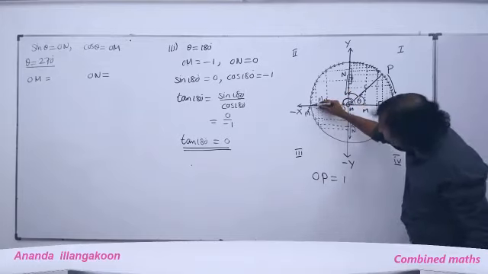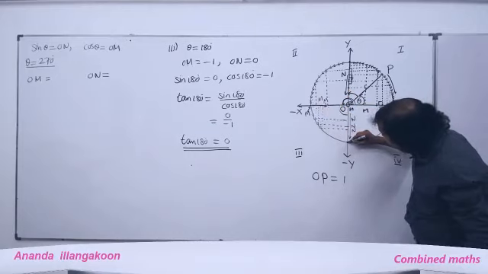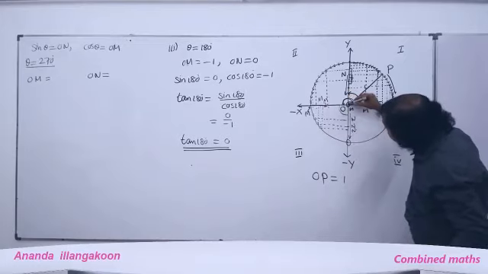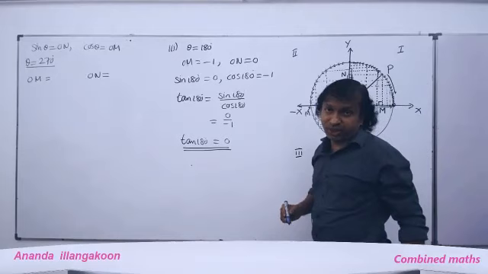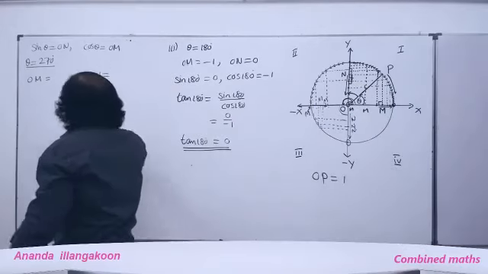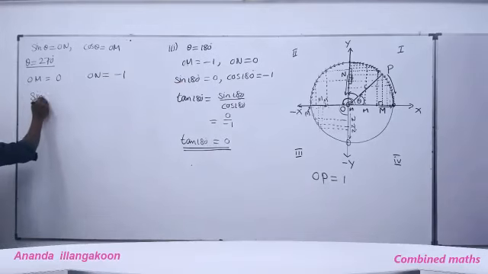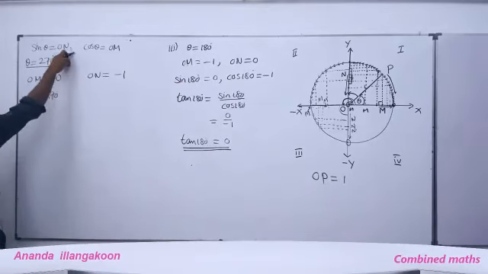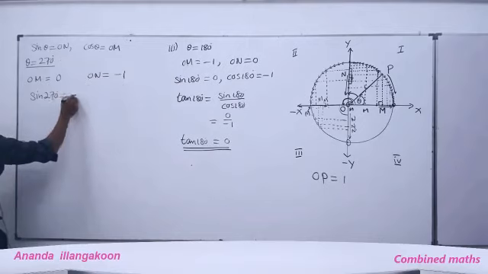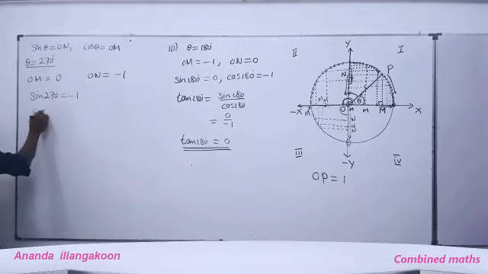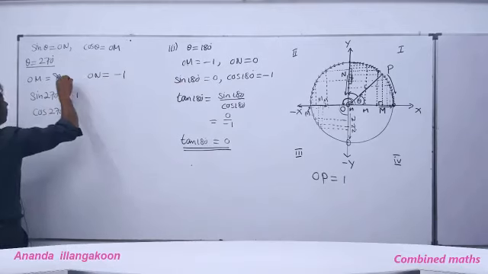Finally, when this P comes onto this position, N will be here, giving ON minus 1. M will be here, OM 0. Understood, people? OM 0, ON minus 1. Then we can see sin 270 given by ON, no, minus 1. Cos 270 given by OM, no, people, 0.